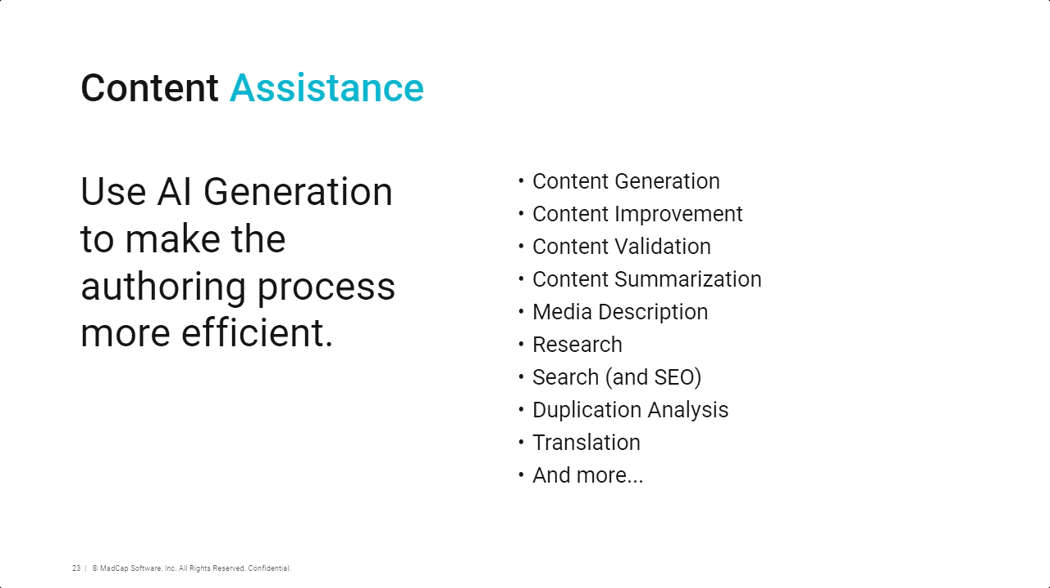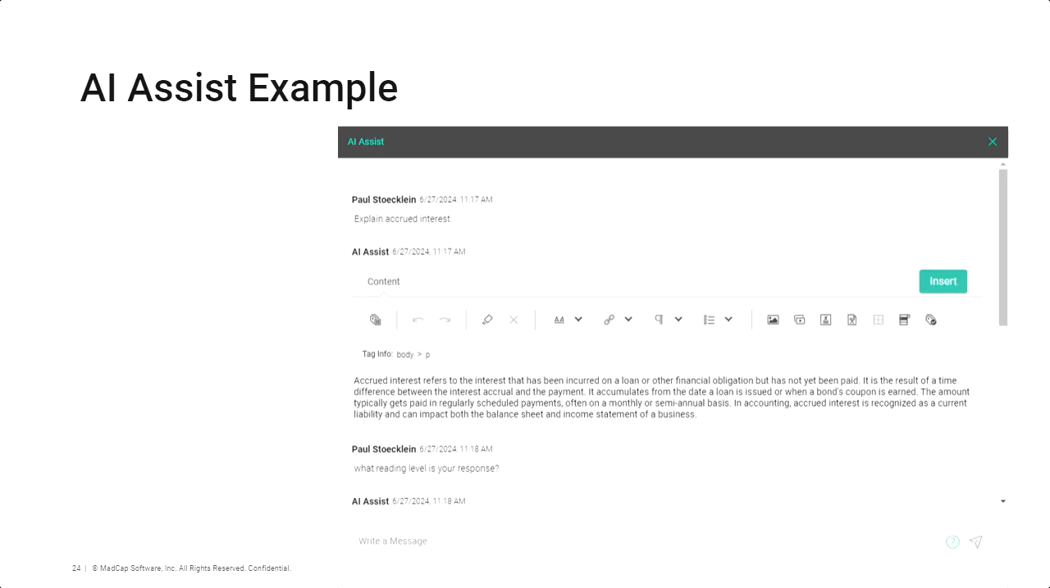So I'm going to show you just a couple of examples now. AI Assist is AI that we have integrated into MadCap Central, one of MadCap's tools. And this is an example of that. I have opened it up. I'm in a topic. And in this example, I'm asking it, explain accrued interest. Now, most of the time, I might just highlight existing content that I already have, and I want AI to do something with it. But in this example, I'm asking it for some new content. And it gives me an answer.